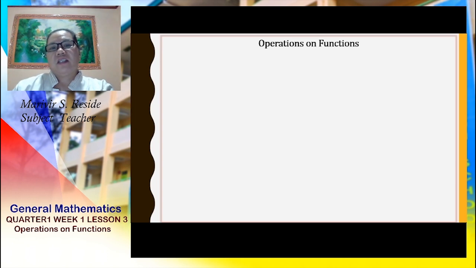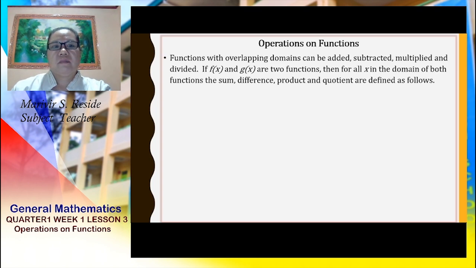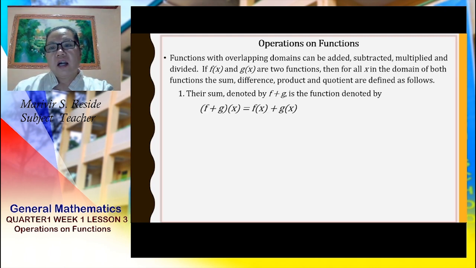Okay, so let's go now with our main lesson. We have the operations on functions. It says here, functions with overlapping domains can be added, subtracted, multiplied, and divided. If f of x and g of x are two functions, then for all x in the domain of both functions, the sum, difference, product, and quotient are defined as follows. The first, their sum, denoted by f plus g, is the function denoted by f plus g of x equals f of x plus g of x.